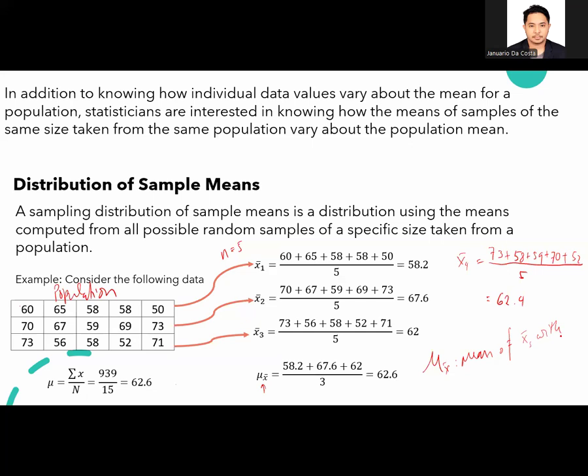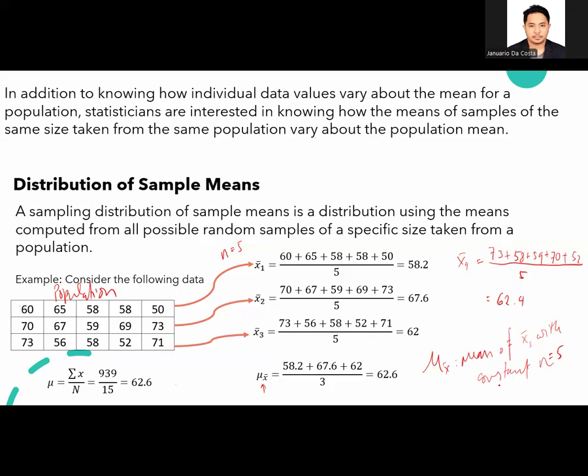with constant n, meaning with constant n. So n equals 5. In this case, any small letter n is equal to 5. So the mean of means, the mean of means of constant n. I hope you understand what I'm trying to say here. Sometimes the English language gets us confused.